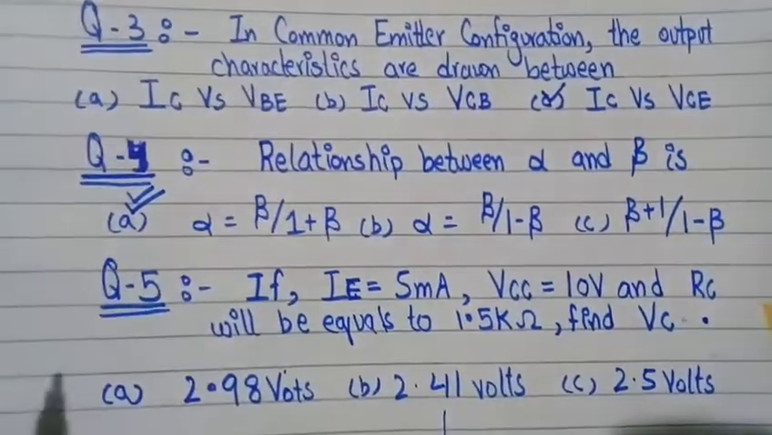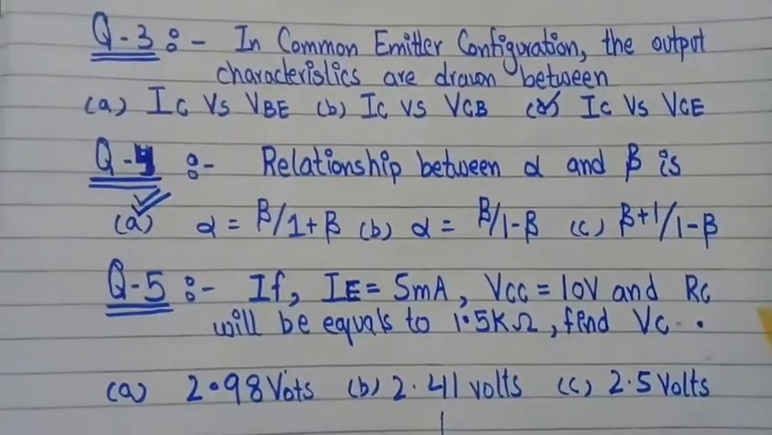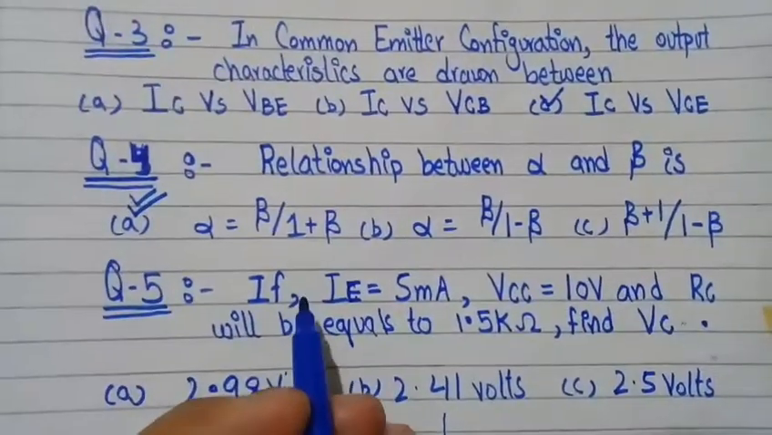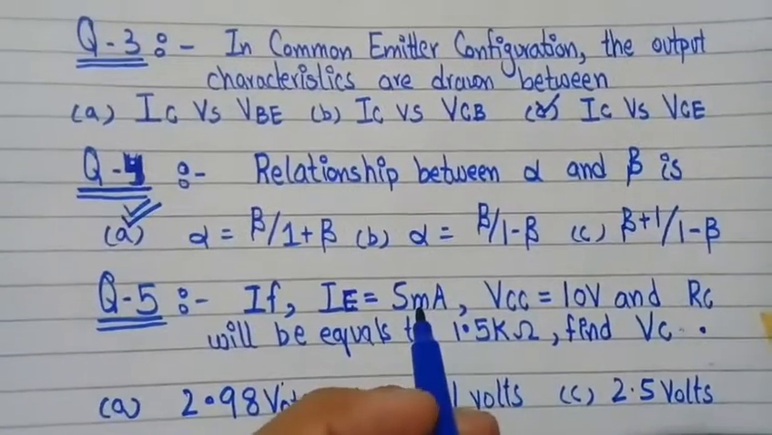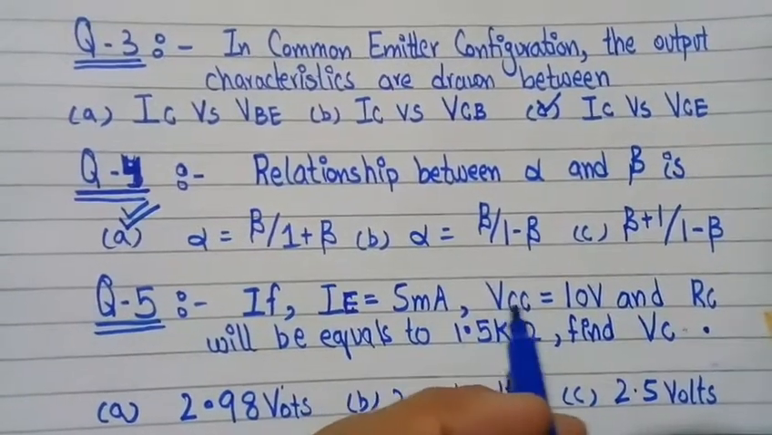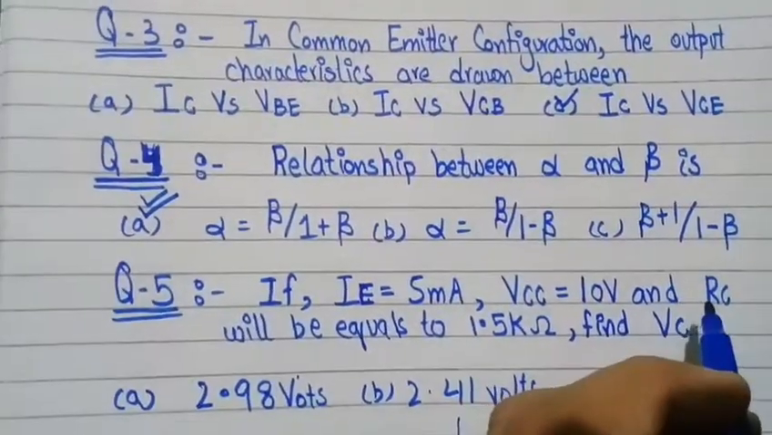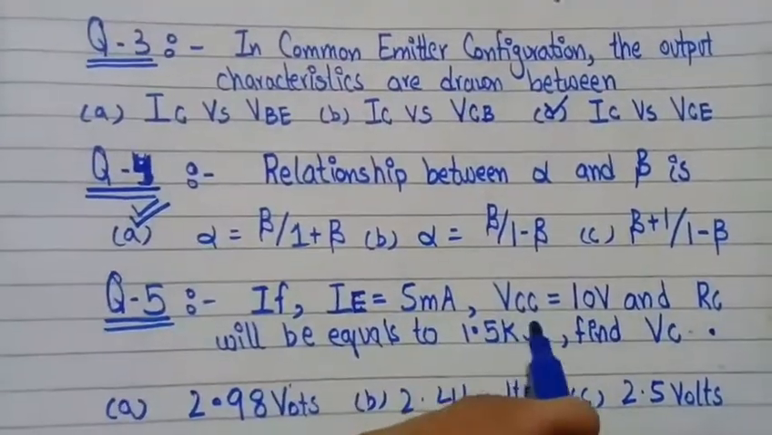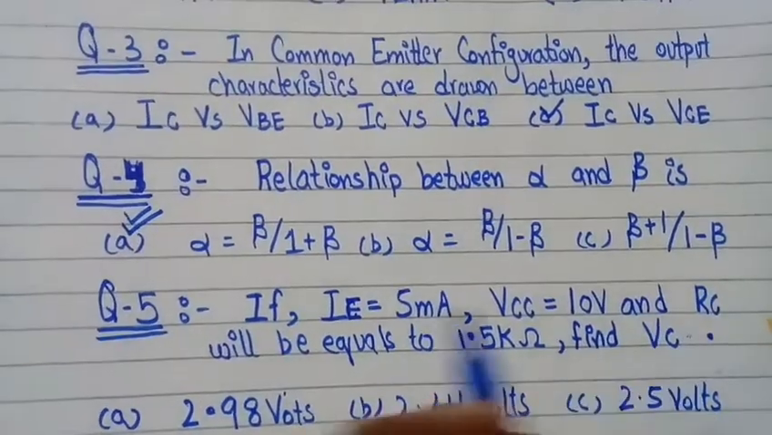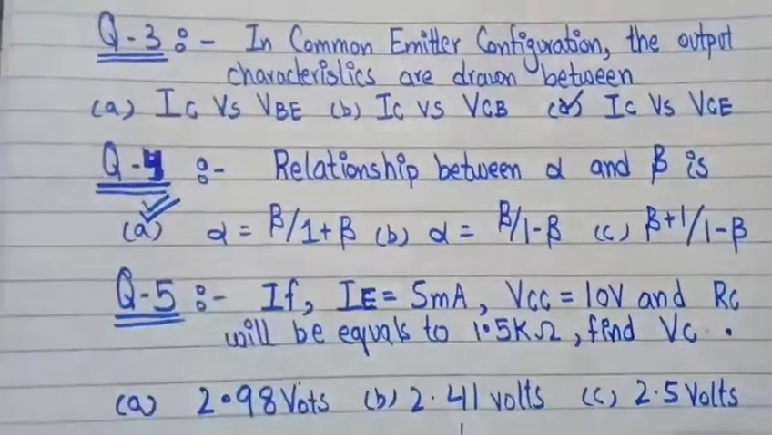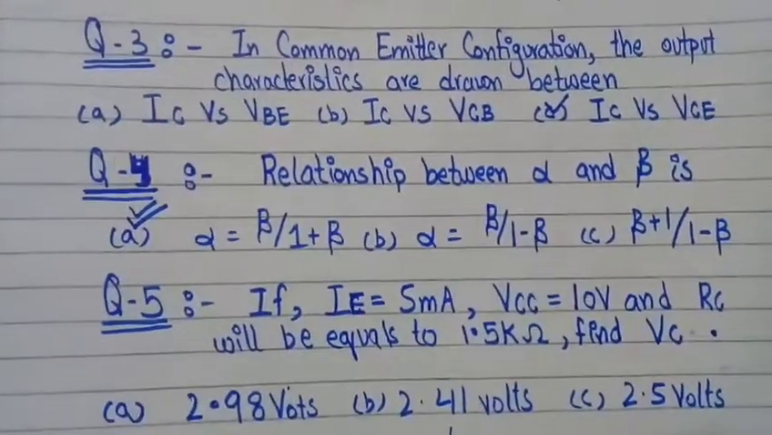So let's move to question number 5, which is our last question of today's quiz. And the last question is, if IE is equal to 5 milliamps, the emitter current is 5 milliamps, and collector voltage battery is equal to 10 volts, and RC will be equal to 1.5 kiloohms, then what will be the value of VC? So guys, let's solve it on a separate sheet of paper.